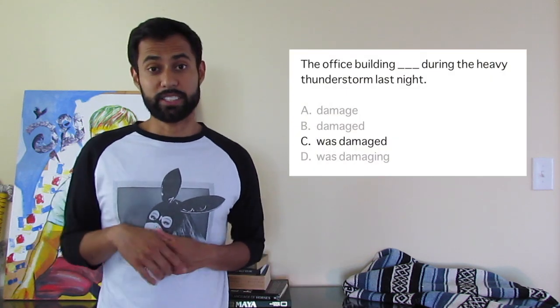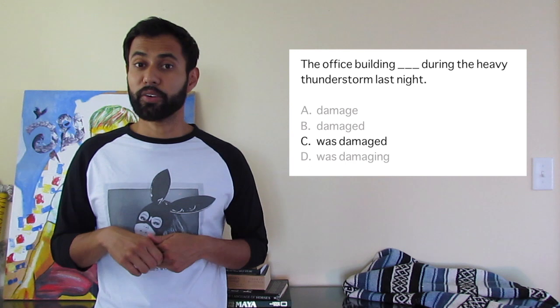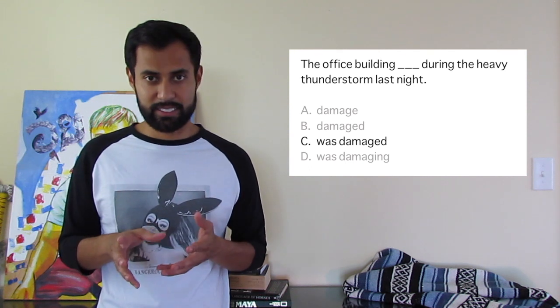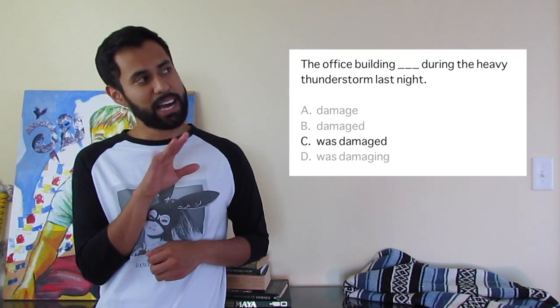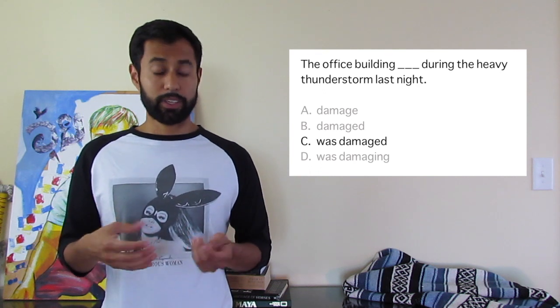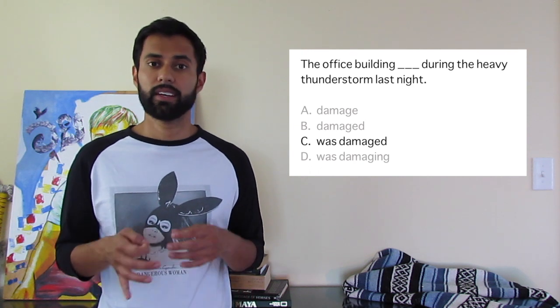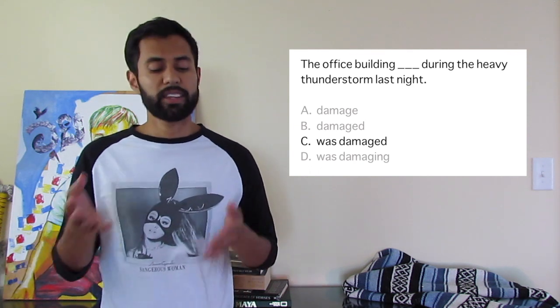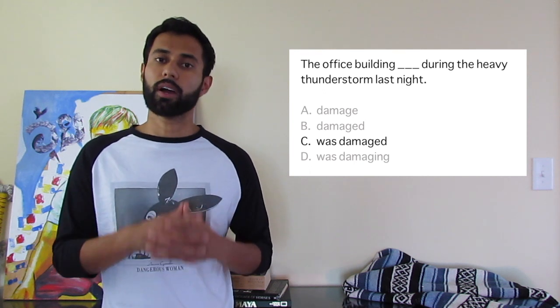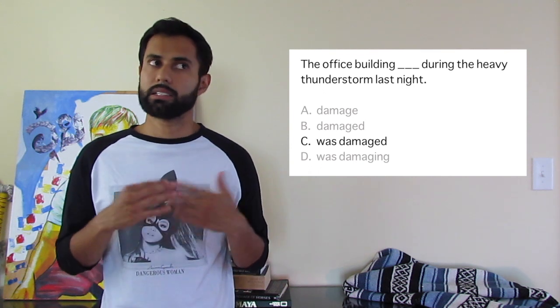Okay, let's take a look at number 1. The answer is C, was damaged. We are talking about last night, so we need past tense. So, we can say, bye girl, bye, to answer A. Then, let's think about our formula for passive voice. Our subject in this sentence is the office building. So, the next thing we need is a form of be. So, damaged is incorrect because there's no be.